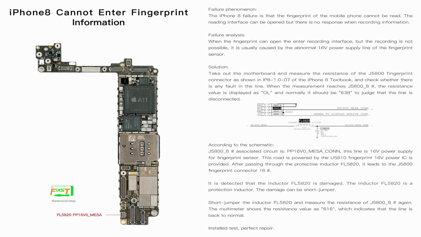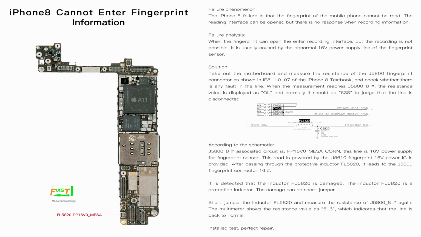So we remove the FL, this positive inductor, so we can make a short jumper. How to make a short jumper? We just remove it, and on the 2 pins of the FL pad, we use a wire to make a jumper to connect them. This is what a short jumper means. After we make the jumper, the multimeter shows the resistance becomes normal. So we install and test.